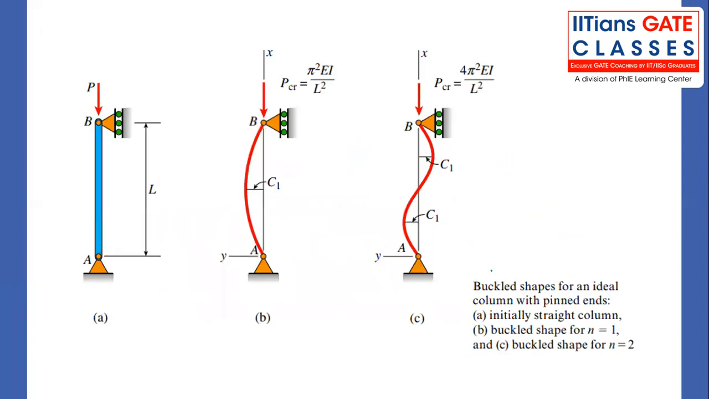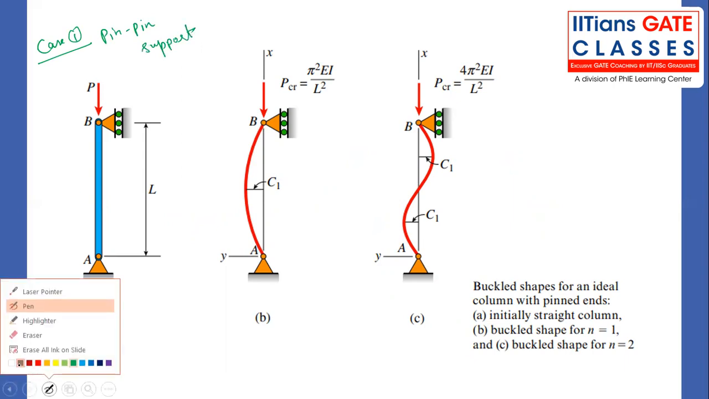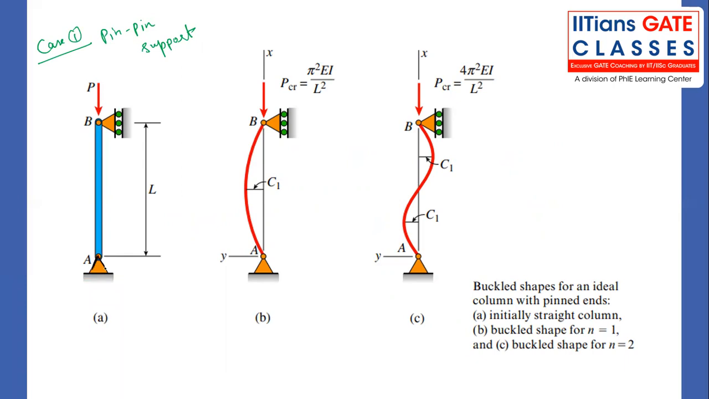Now, what you're observing, the first case we are discussing is pin support. In pin support, the rod is supported at the bottom and also at the top, and it is subjected to a compressive force like this. After application of the load, if P is more than P critical, then the column will buckle like this. This is for n equal to 1. This is called the fundamental mode of failure.